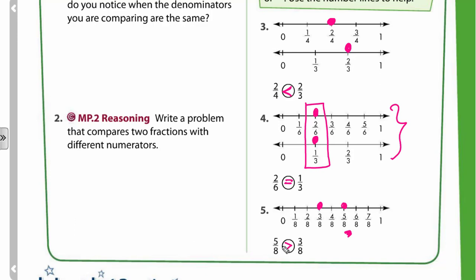Great work. Okay, so my heroes, if we are comparing two fractions with the same denominator, as you can see 8/8, we use the same number line like this one, only one number line. But if we are comparing different denominators, we use two number lines. Okay, my heroes, any questions?